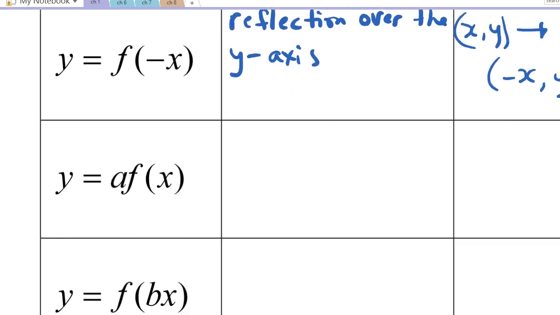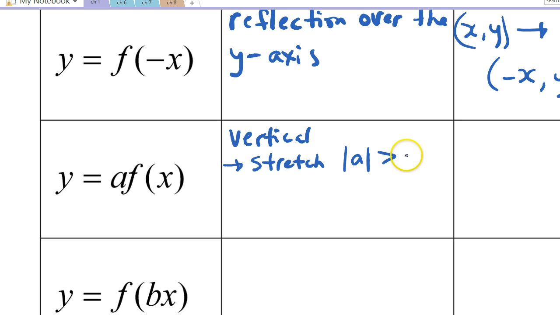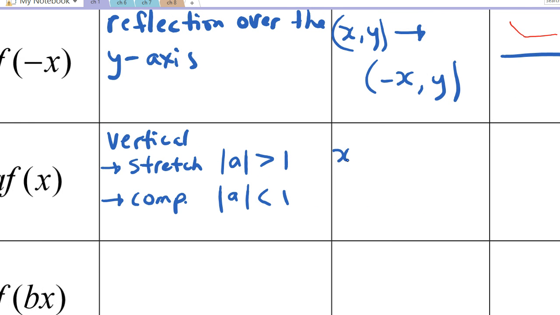All right, so over here my a value is multiplying the y values. So it's a vertical change. Now it's either a stretch or a compression. So it's a stretch when a is greater than 1, and it is a compression when the absolute value of a is less than 1. Okay, and so how that works is if x comma y is our original, then we get ax comma y.